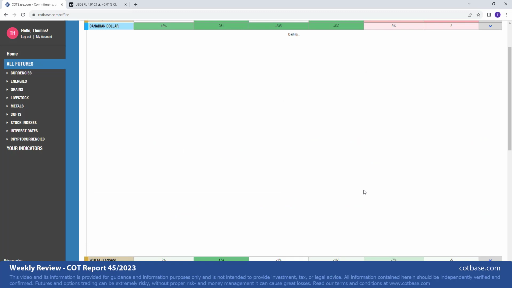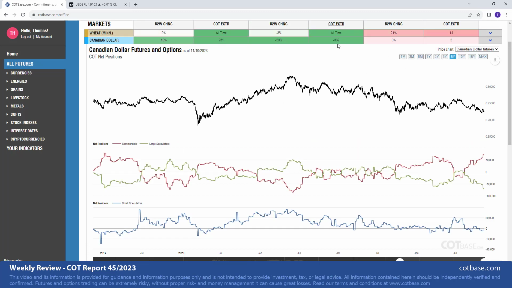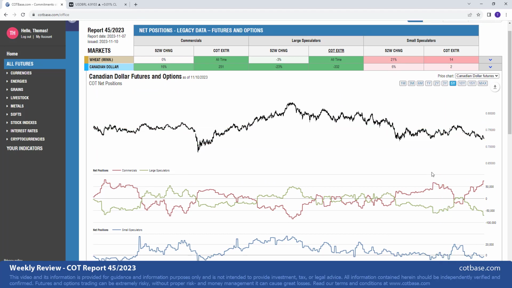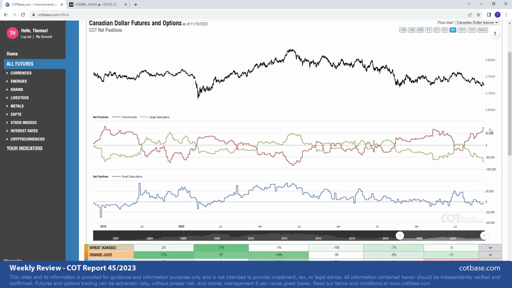The Canadian dollar is our next market with a 332 report extreme that can be seen on the chart over here. Again, very significant bullish extreme, signaling a bullish move in the medium to long term in the Canadian dollar. I think COT analysis works very well on grains, on forex, currency futures. So it's something that you can definitely benefit from. So it's a bullish extreme suggesting strengthening of the Canadian dollar.